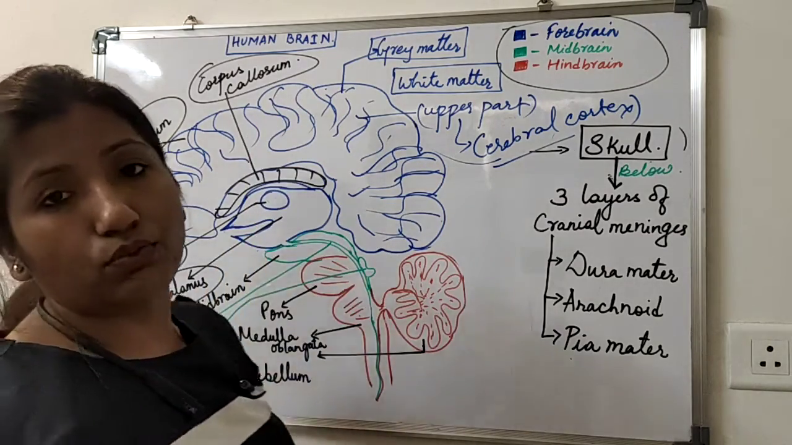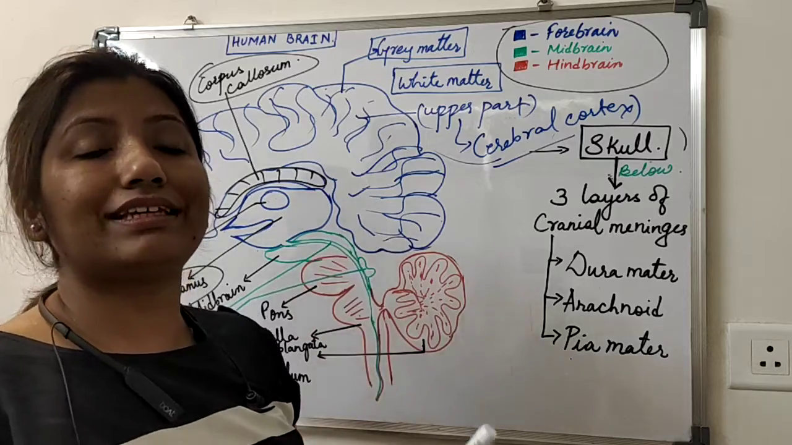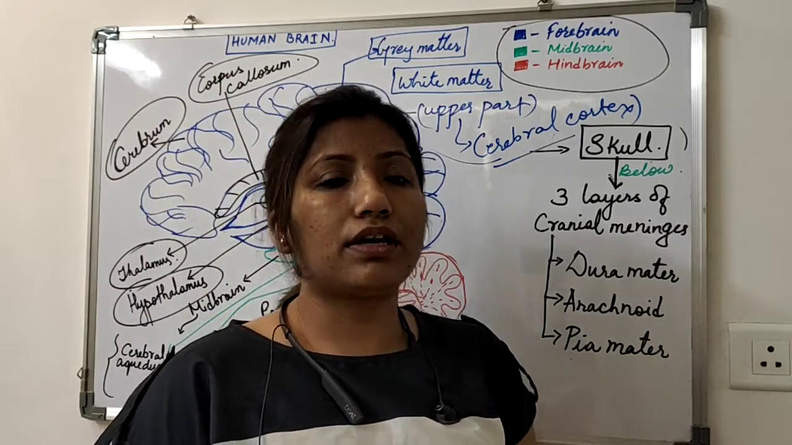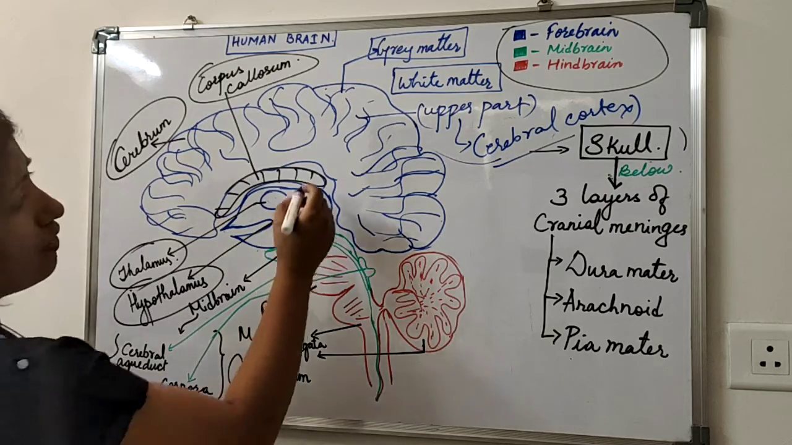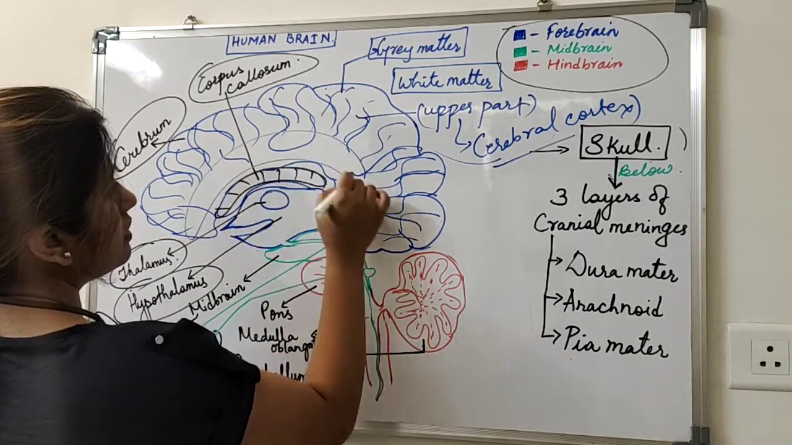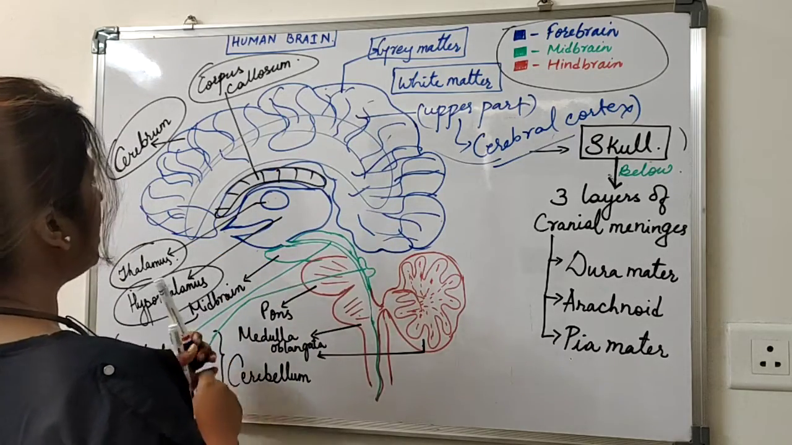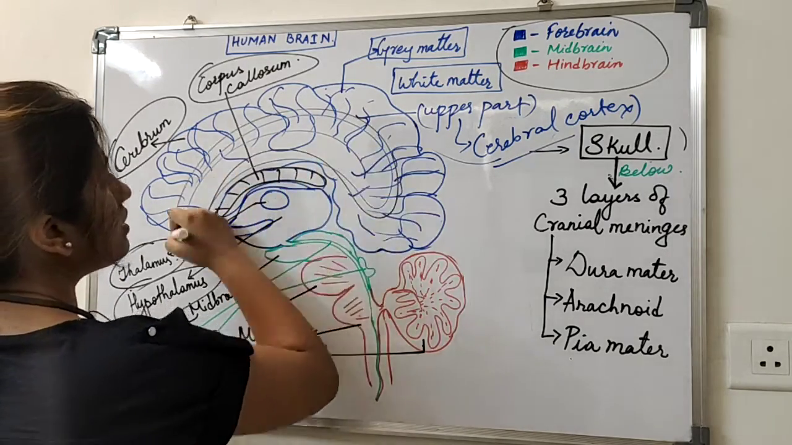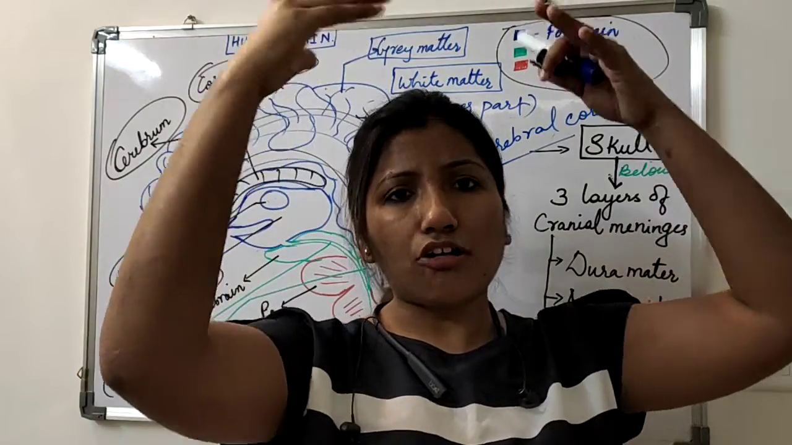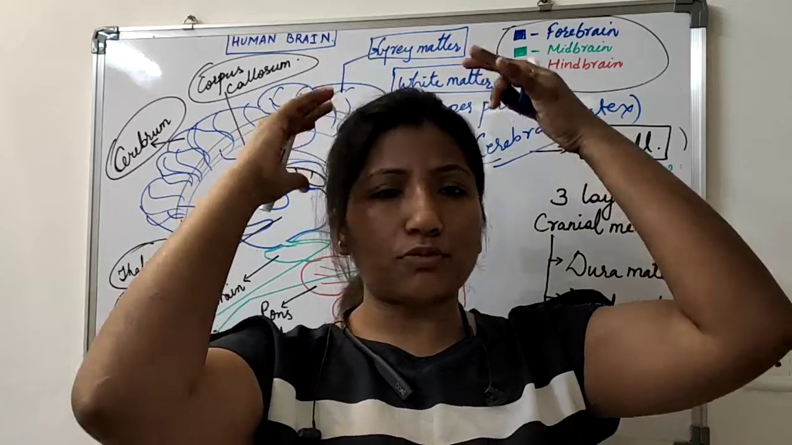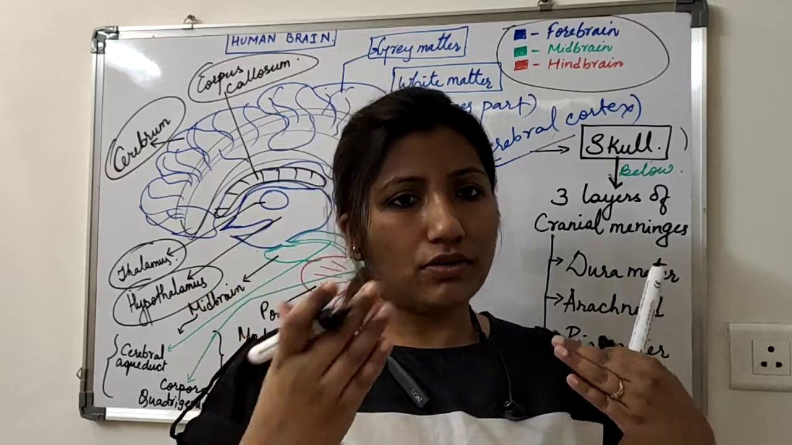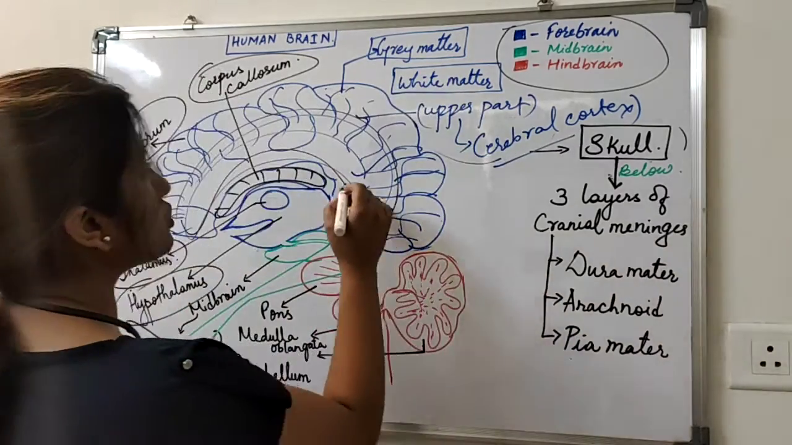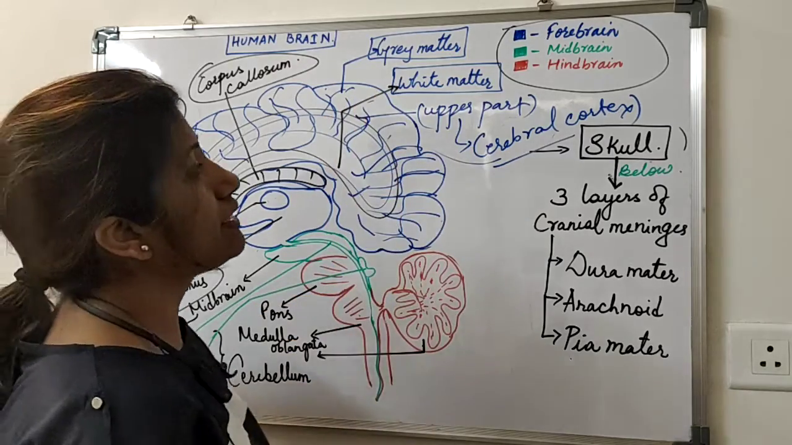Then comes the white matter. White matter is the inside portion of our brain, just below the cerebral cortex. Let me refer to it with the black color, the inner portion which we can't see. When you open the skull, you will see the outermost portion of the brain, which appears grey in color. But if you cut the brain and look at the section, the inside portion appears white in color, which we call white matter.